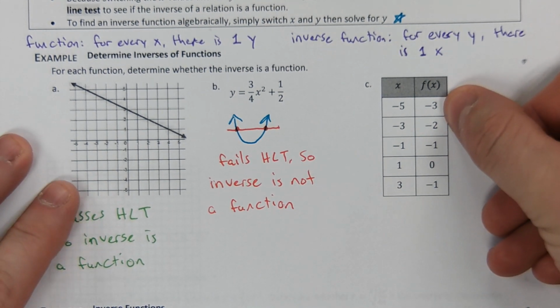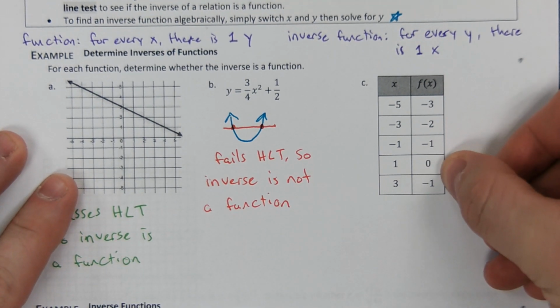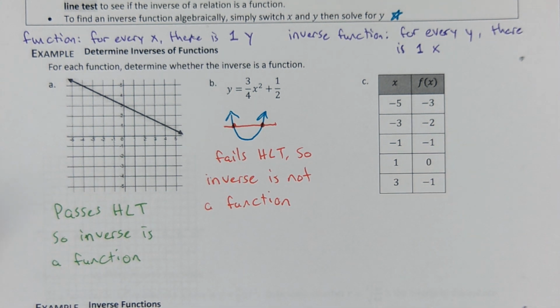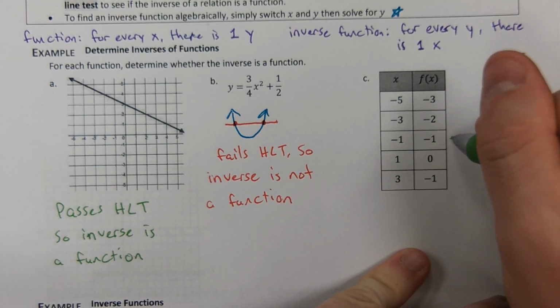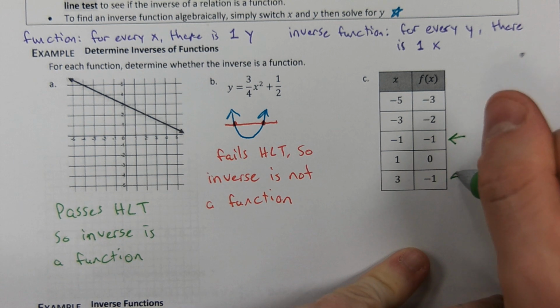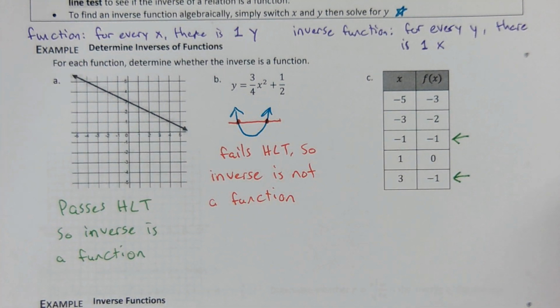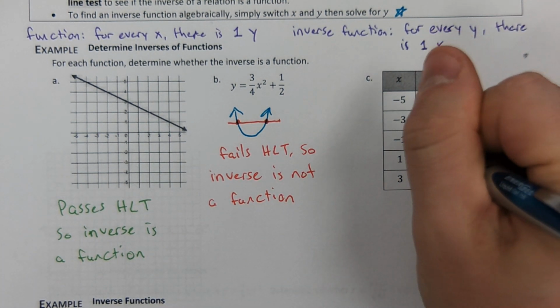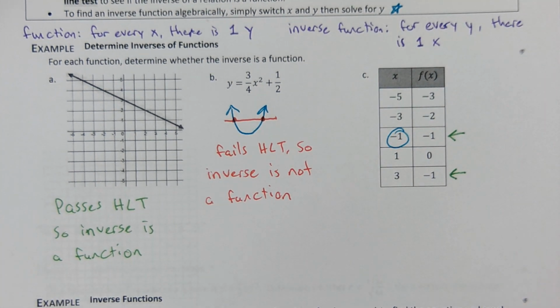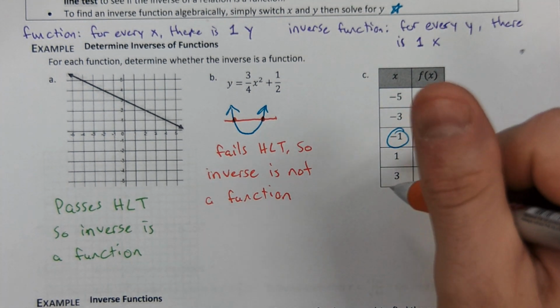For each of these y's, is there exactly one x? Well, what you actually have to do is, again, look for repeats. Do any of the y values repeat? Yes? Then that's where we need to focus our attention. Just because a y value repeats does not mean we have an automatic issue. It just means this is what we need to pay attention to. So let's look at the x values associated with those y values. What I'm seeing is when y is -1, I have x is -1. When y is -1, I also have x is 3.